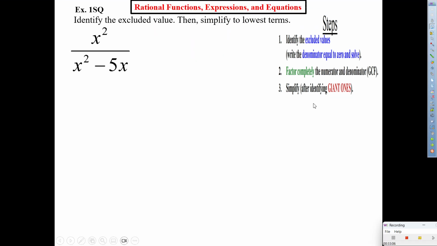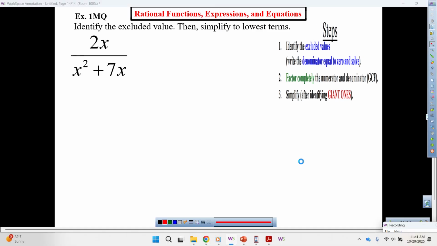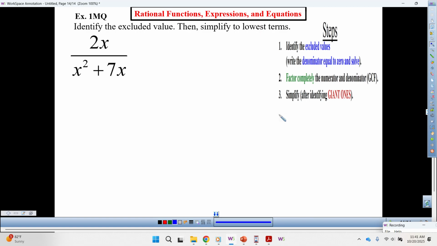Okay. Do another one. Copy this one. Very similar to the one we just did. You should be able to do this one by yourself. Example 1 mega cube. Write that down. 2x over x squared plus 7x. First, find the excluded value, very similar to the one we just did, and then simplify it. I'll give you a head start. Copy it. All right, check with your neighbor, see what they got for the excluded value. They should be done by now. Excluded value.